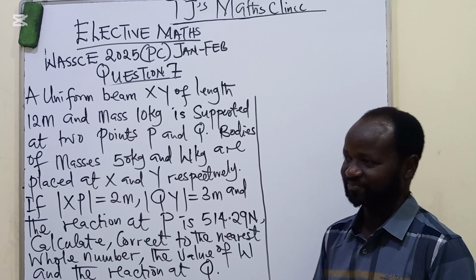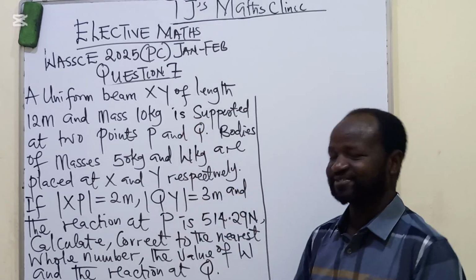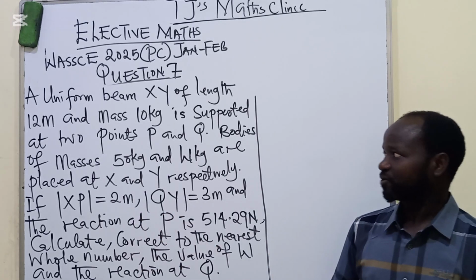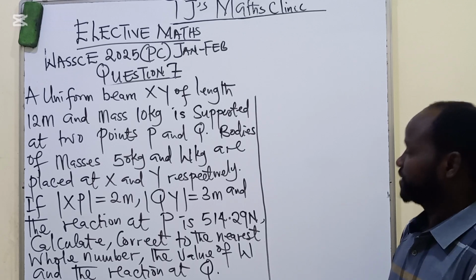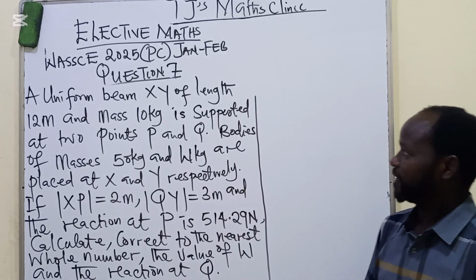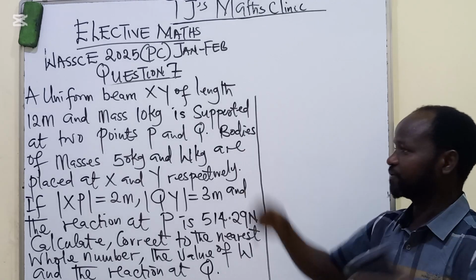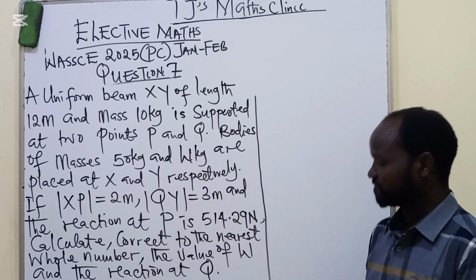at Q. First thing to do is to identify which topic this question is from. Of course, this is from applied mechanics under static equilibrium. Let's look at the concept. This is under moments. We have a uniform beam. We have to interpret the drawing, and draw our meter rule to put all this information on it.